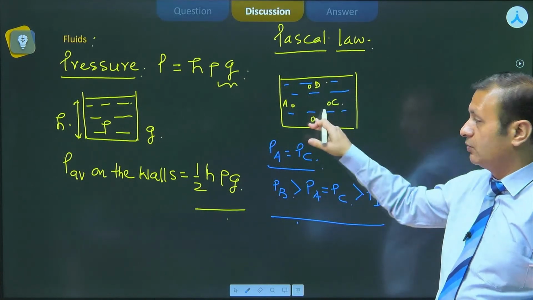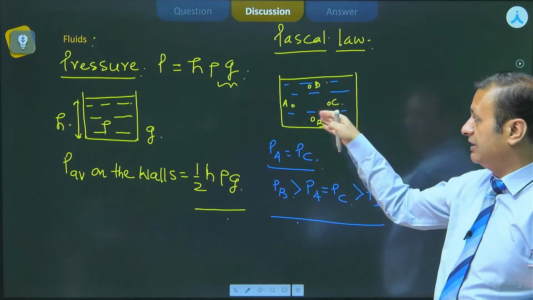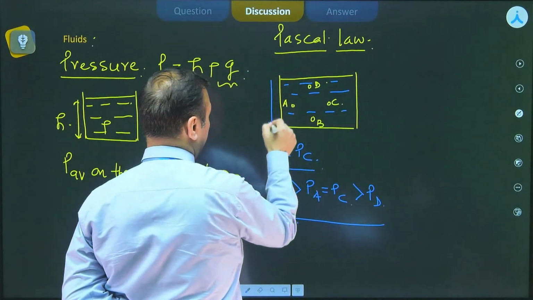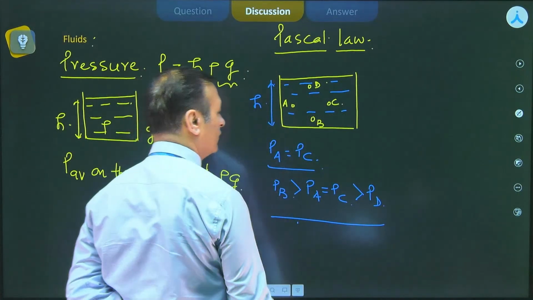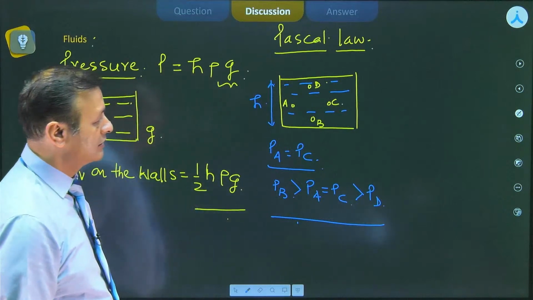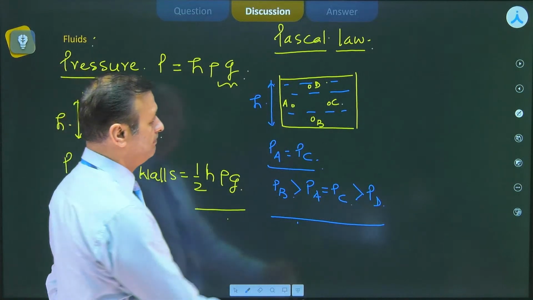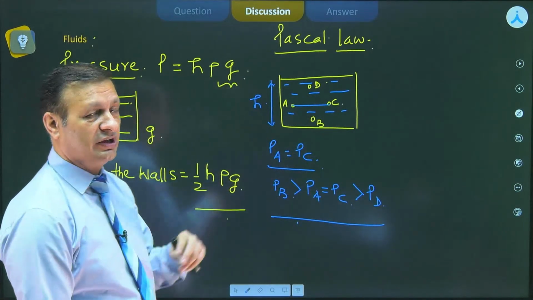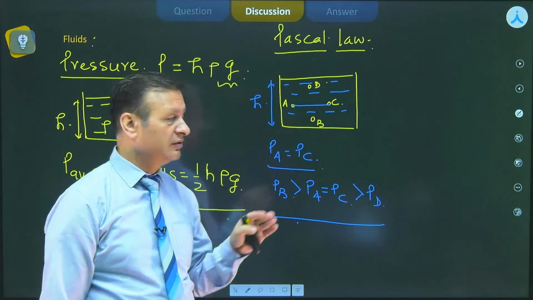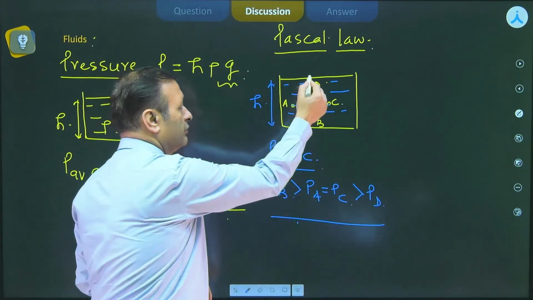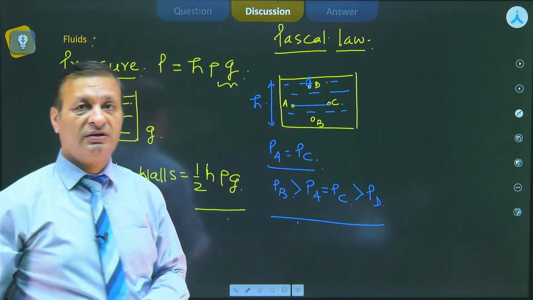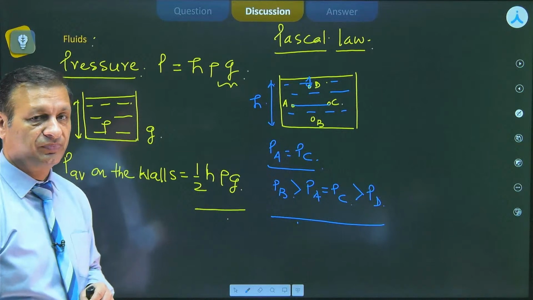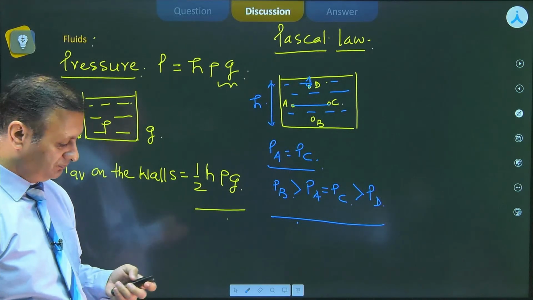Pressure at B, which is deeper inside this liquid, has a greater height of liquid, so that is why pressure at B is more as compared to pressure at A and C. A and C are at the same level as per Pascal law, in the same liquid, so they will have the same pressure. And pressure at D is the smallest or the lowest among all the 4 points. So this is Pascal law.